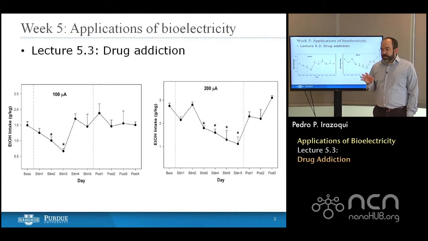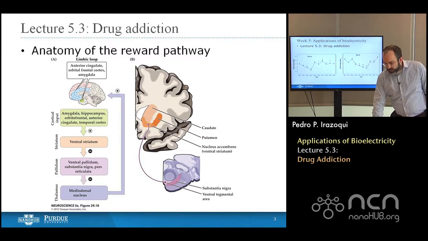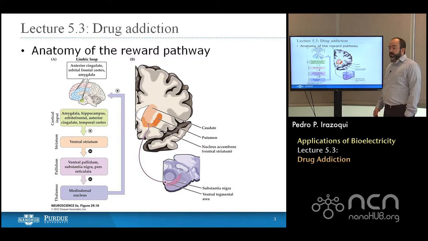pathways of the brain. And this will bring us back to the lecture in week 2, in which we talked about the various different types of neurotransmitters and their role in various different addictive behaviors and illicit drugs. So let's begin by looking at the anatomy of the reward pathway.